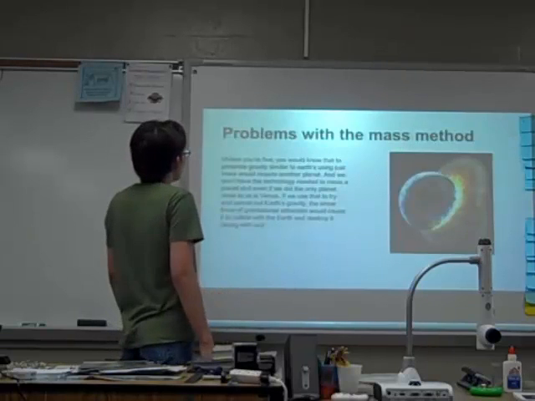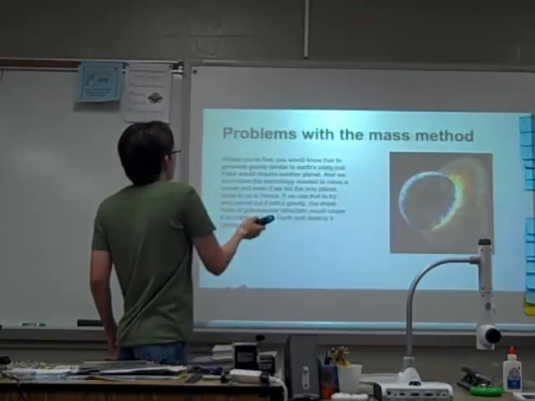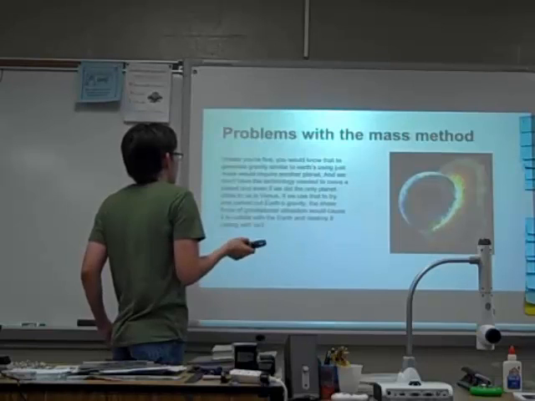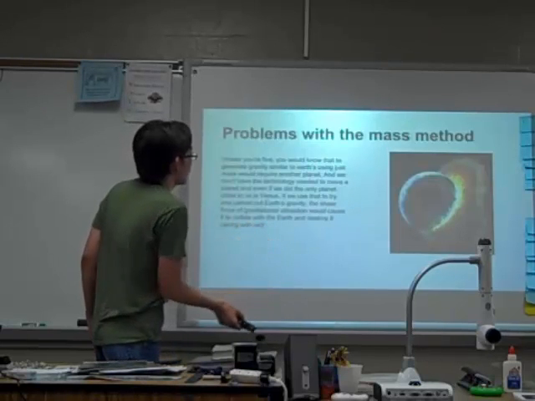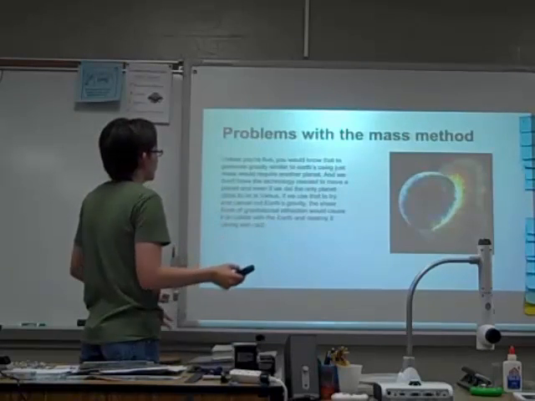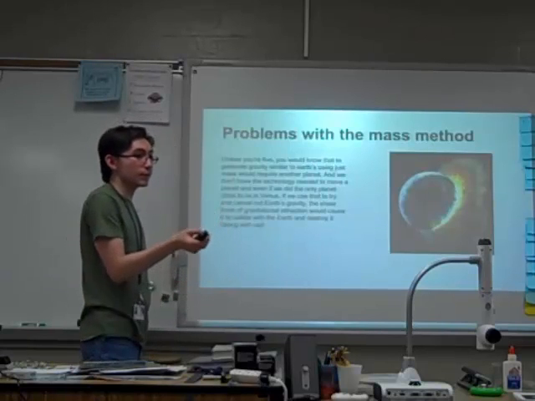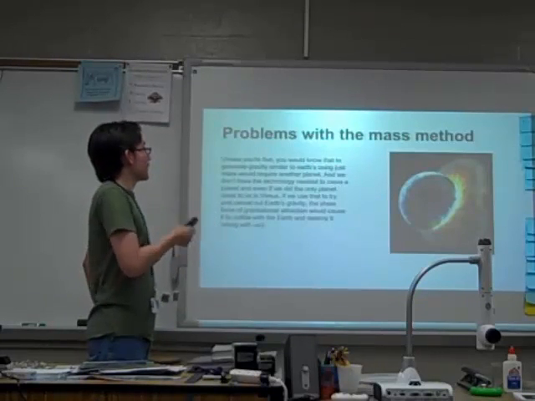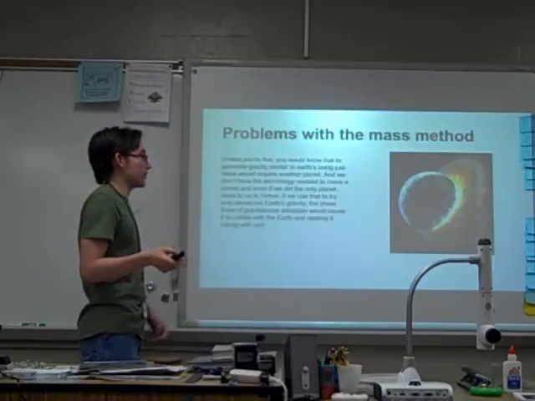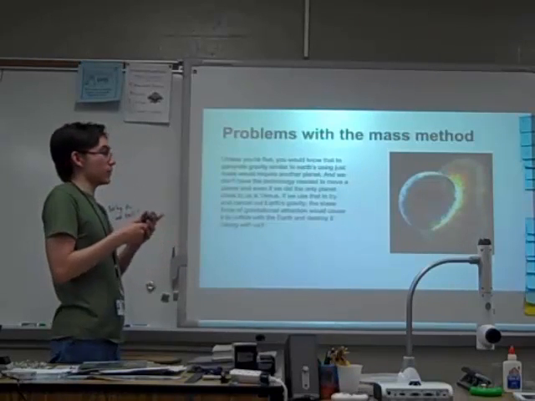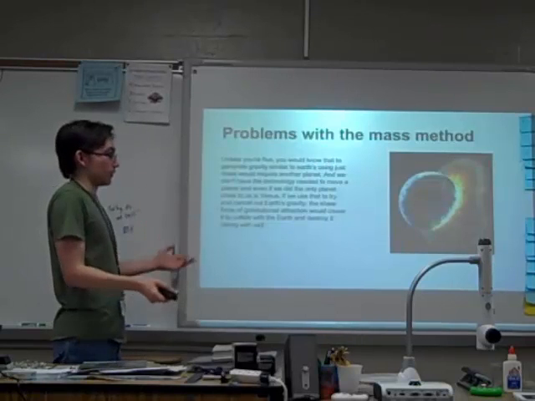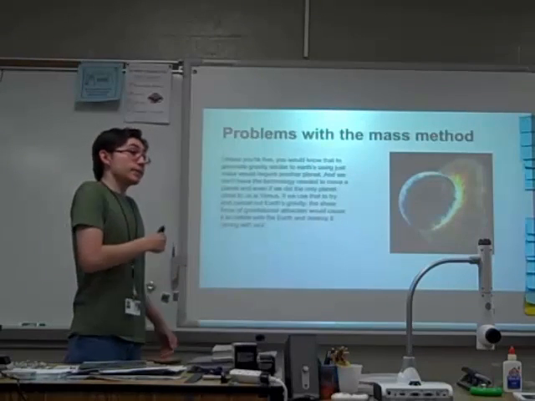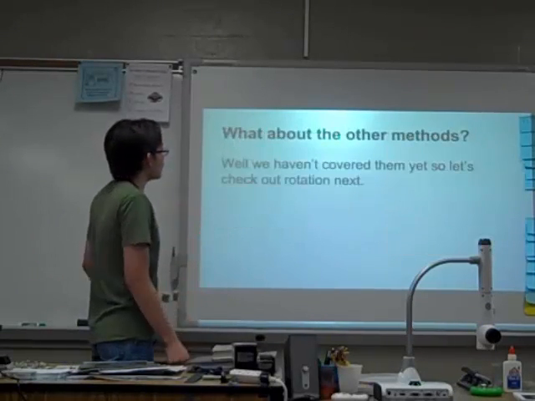However, there is a large problem with this method that makes it pretty much impossible to use. Unless you're 5, you know that generating gravity similar to Earth's using just mass would require another planet. And we don't have the technology needed to move a planet, and even if we did, the only planet close to us is Venus. And if we tried to use that to cancel out Earth's gravity, the sheer force of gravitational attraction would destroy the Earth and us along with it, along with Venus itself.